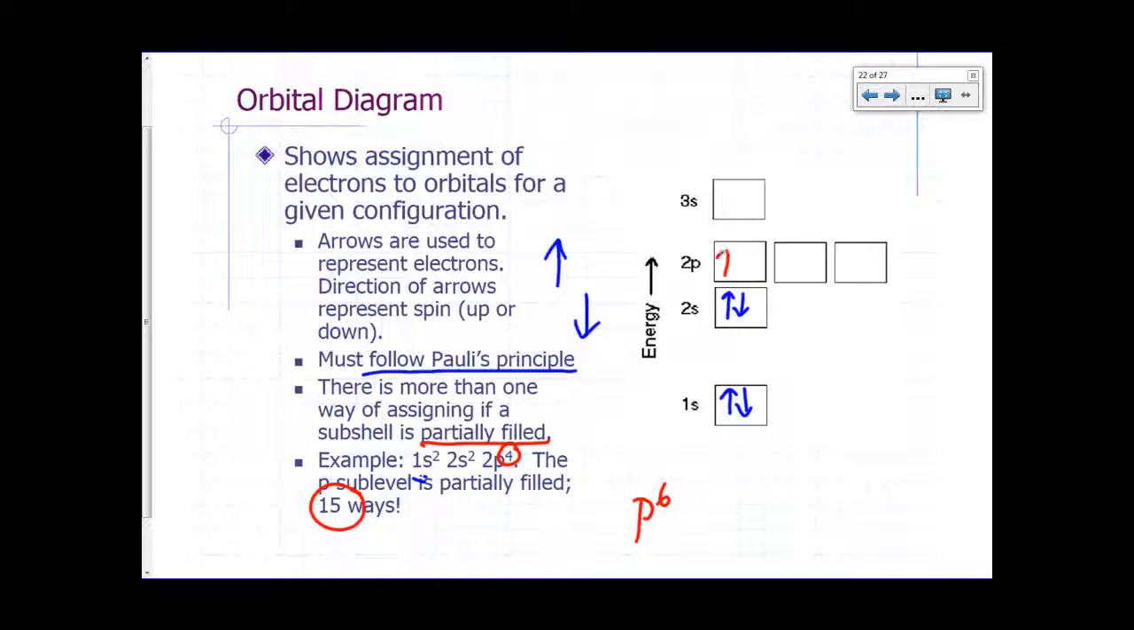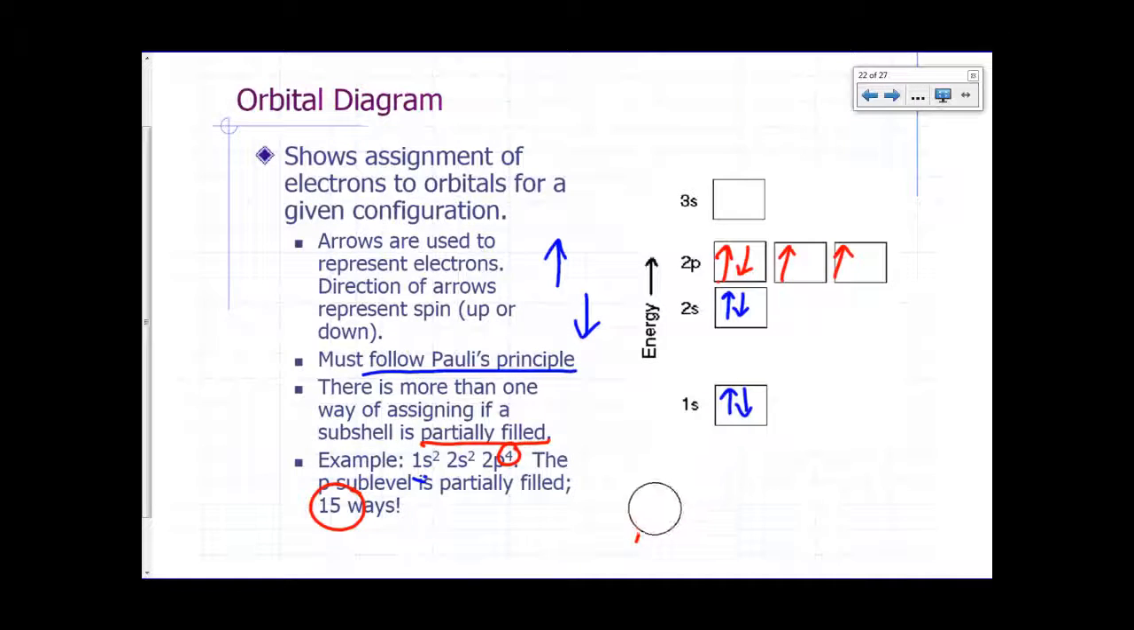Here's one way. You can go 1, up, down, that's one way. Another way would be 2 here and these 2 here. So you can have up, down, so that's just another way. And then another way would be something like 1, 2, 3 all spin up, and then the 4th one would be spin down. And so that's another way. There are many ways of doing it. Anytime you have a partially filled subshell, you'll typically have more than one way of drawing an orbital diagram.